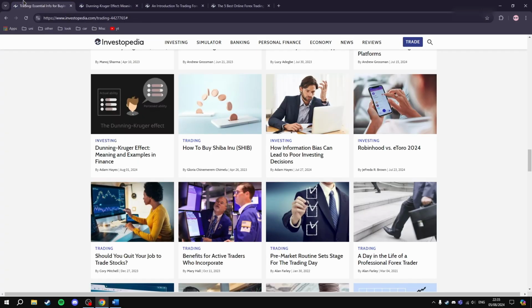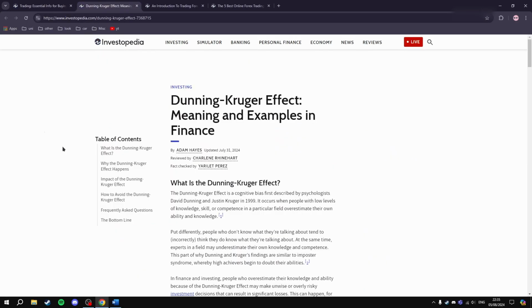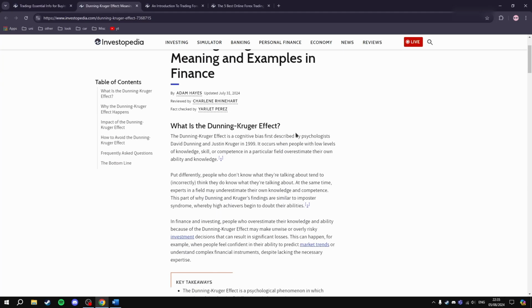You know what, this is a kind of interesting article actually. Let me just read this. Dunning-Kruger effect, meaning and examples in finance. What is the Dunning-Kruger effect? The Dunning-Kruger effect is a cognitive bias first described by the psychologists David Dunning and Justin Kruger in 1999. It occurs when people with low levels of knowledge, skill, or competence in a particular field overestimate their own ability and knowledge. Justin Kruger and David Dunning via APA, American Psychological Association. Unskilled and unaware of it: how difficulties in recognizing one's own incompetence lead to inflated self-assessments.